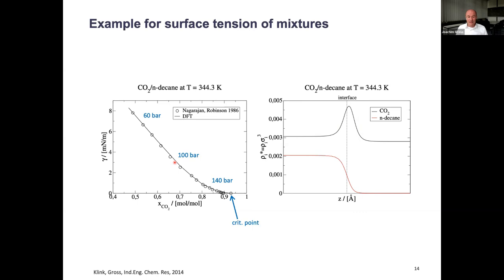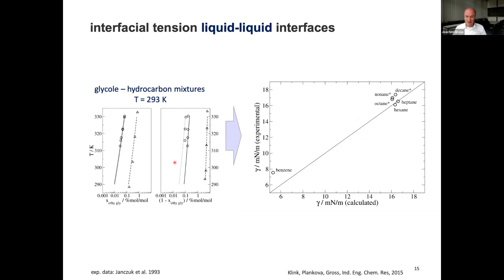So then, wow, we thought maybe we could even do liquid-liquid systems. And I was hesitant at first and not expecting all too much, but really it works rather nicely. Water is tricky, as always. But for glycol systems and hydrocarbon systems, for example, we have a very good agreement between experimental data and calculated data, considering that liquid-liquid interfacial tensions are low and are rather subtle to predict.